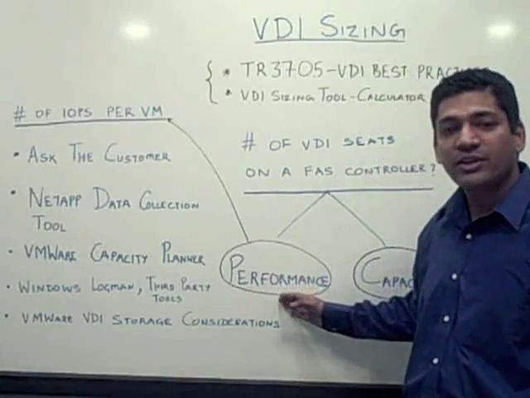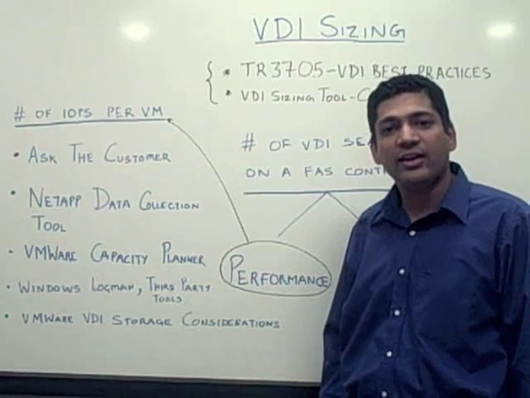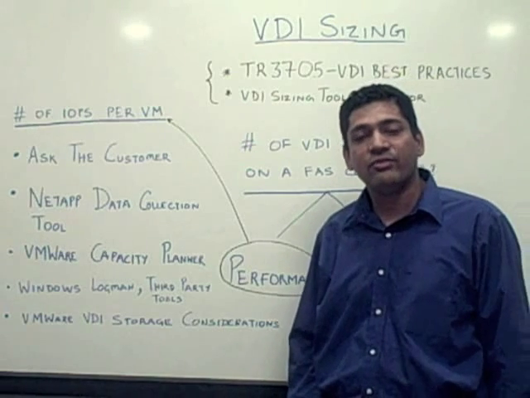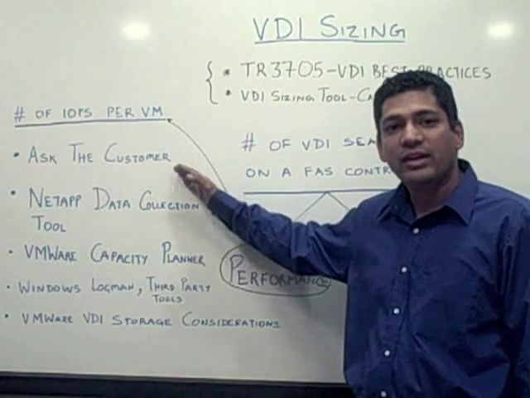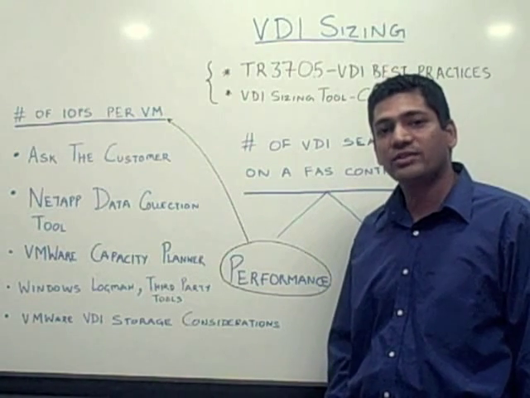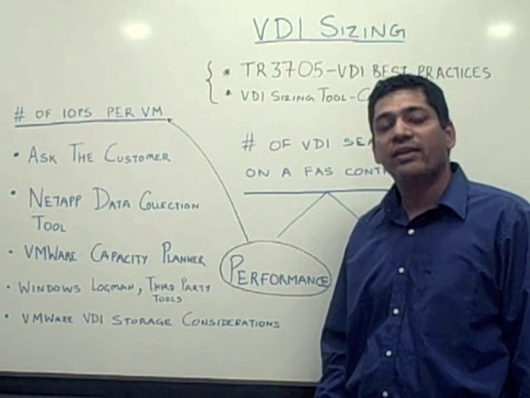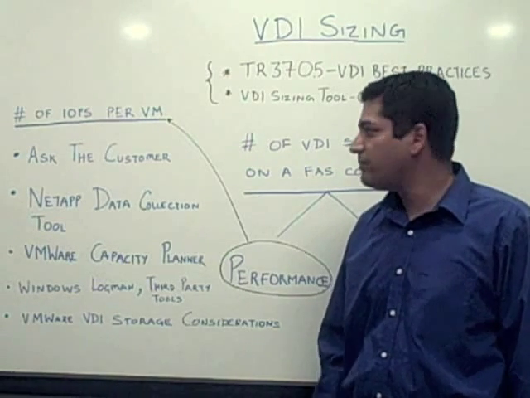For getting the performance requirements, you definitely need to have an understanding of how many IOPS should be considered for every VM. And there are multiple ways to get that information. The first thing to do is ask the customer. If the customer does not have that information, then there are a bunch of tools that can be run in the existing desktop environment to get the performance data.